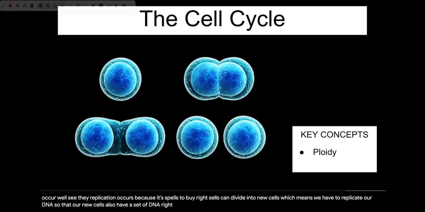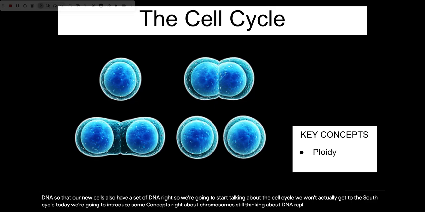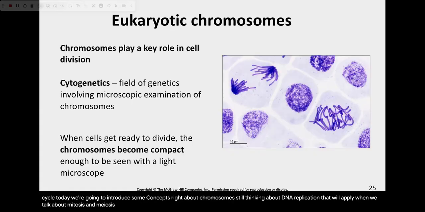All right, so we're going to start talking about the cell cycle. We won't actually get to the cell cycle today, but we're going to introduce some concepts about chromosomes, still thinking about DNA replication, that will apply when we talk about mitosis and meiosis. So we're still looking at eukaryotic chromosomes. Chromosomes play a huge role in cell division.